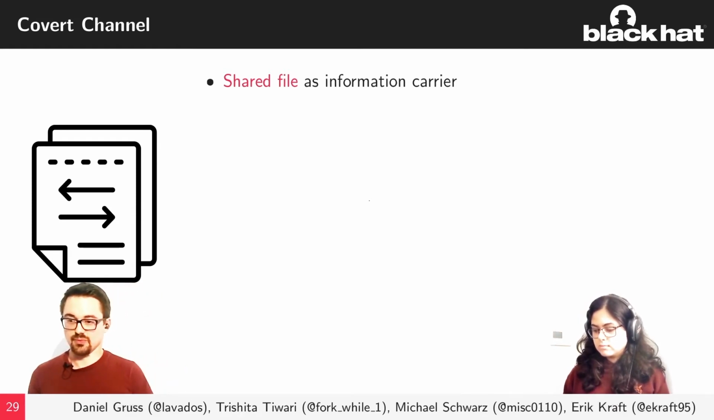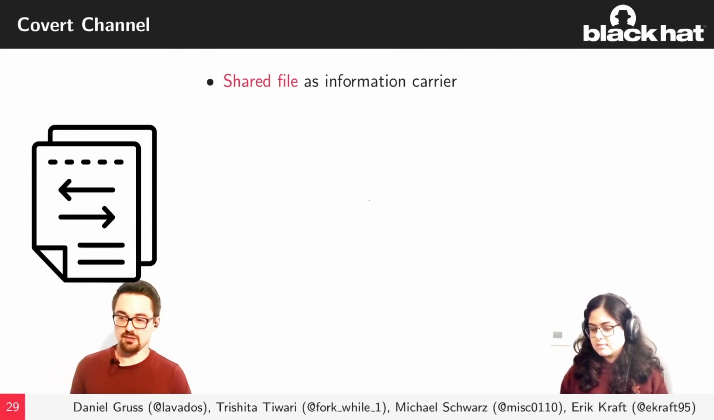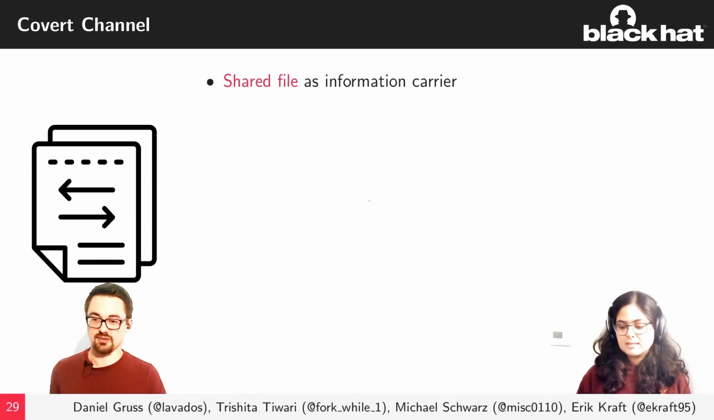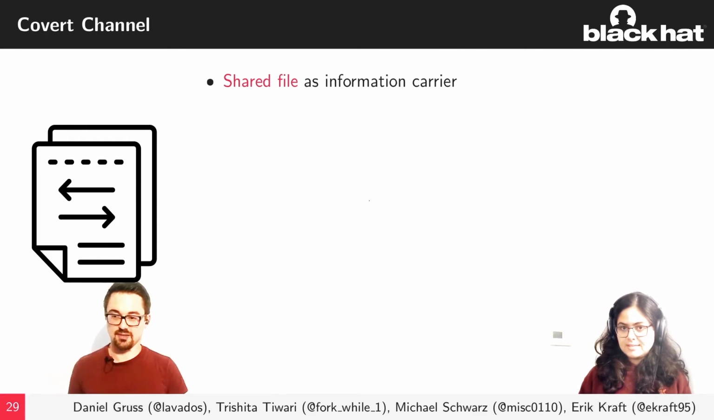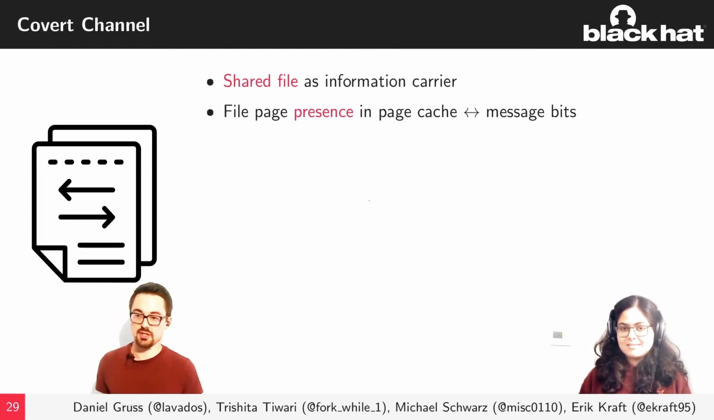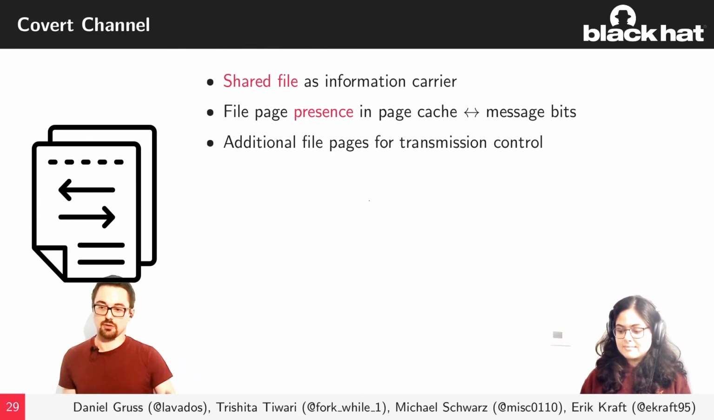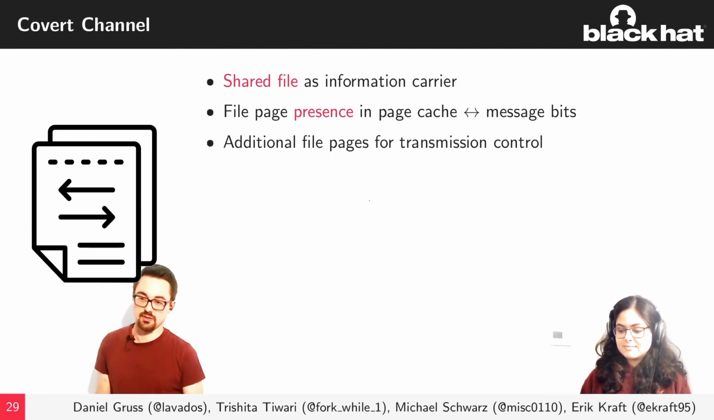So let's come to the first example of our side channel. How can you use it? The first simple thing you can do is just talking over the side channel, so basically chatting over files. This is done by using a shared file as information carrier, and then you encode the message bits as file page presence in the page cache. For example, if the page is present in the page cache, it's a 1. If the page is not present, it's a 0. Some pages you have to reserve for transmission control, for example acknowledged or ready to send, and such things.